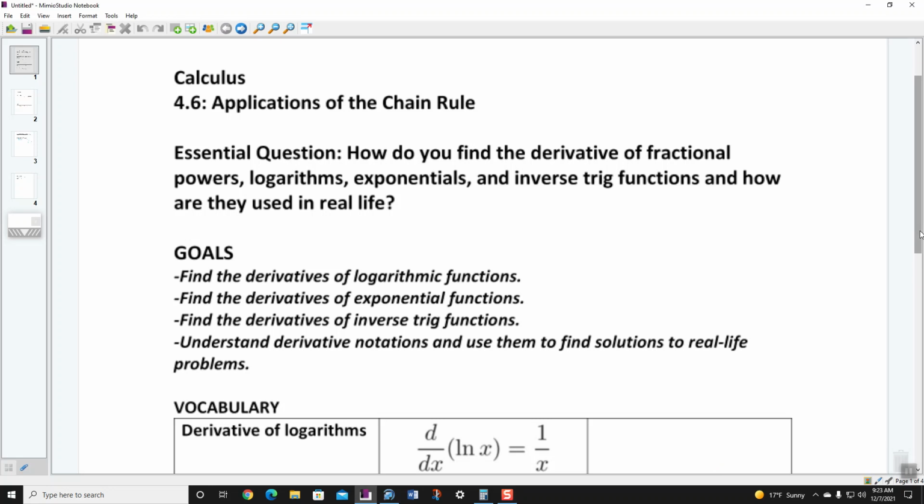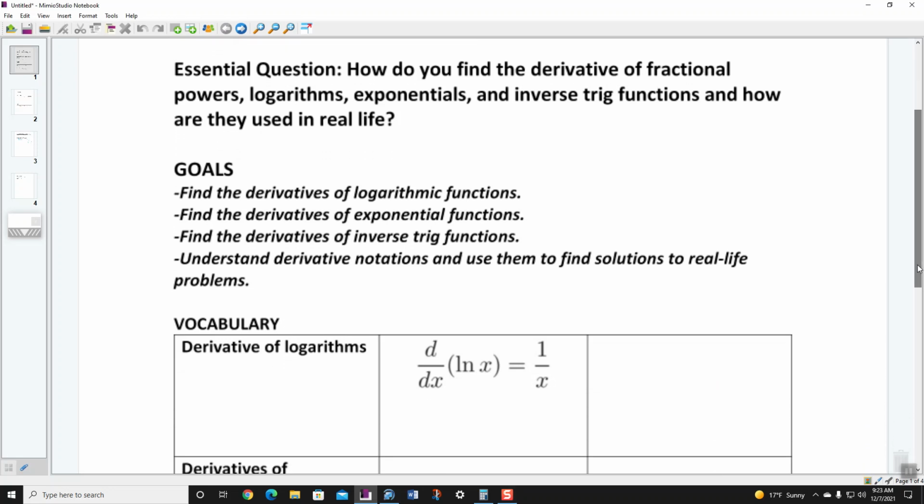So again, 4.6 is titled Applications of the Chain Rule. Question is, how do you find the derivatives of fractional powers? Have we talked about finding derivatives using power rule? Yeah. Have we talked about derivatives of logarithms? No. How about derivatives of exponentials? Yes. And we've talked about derivatives of trig functions, but not what? Inverse trig functions, and how they're used in real life, okay?